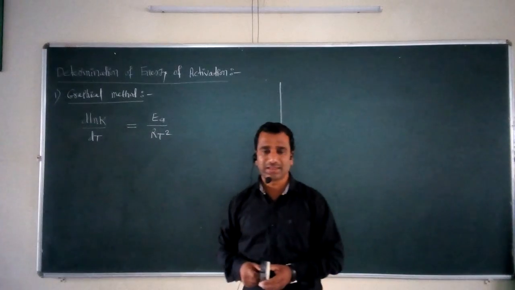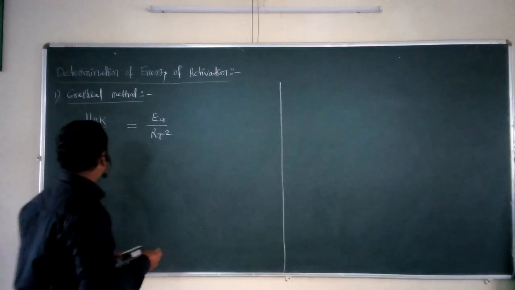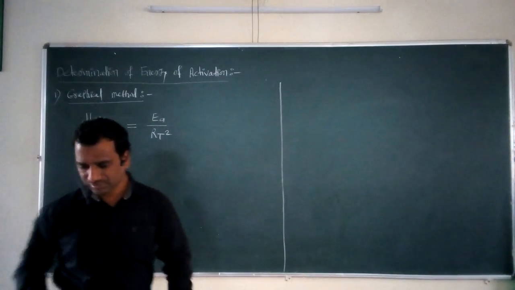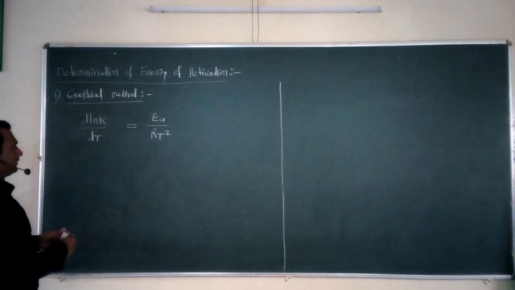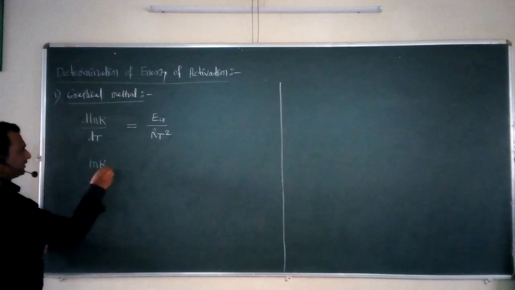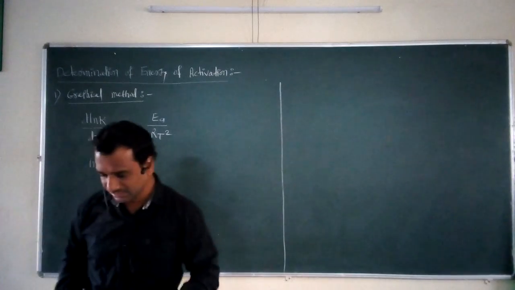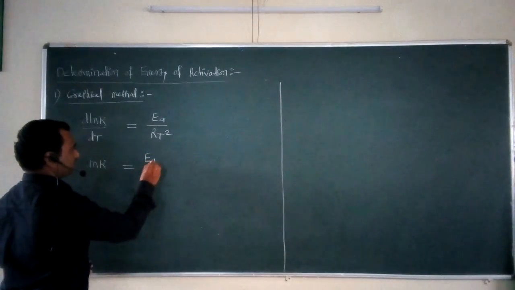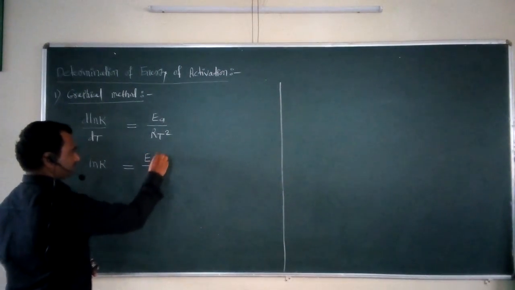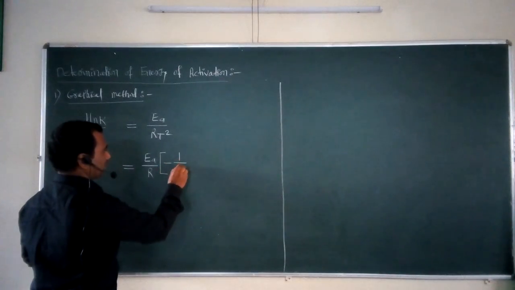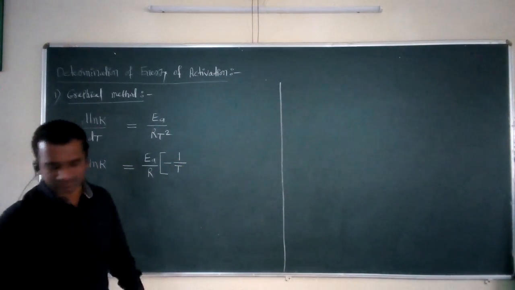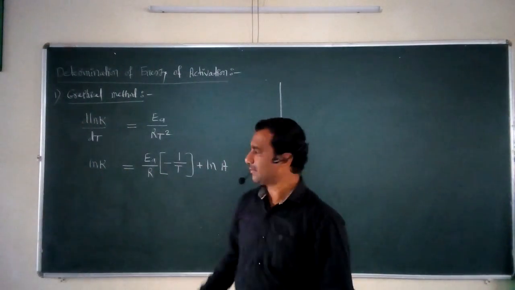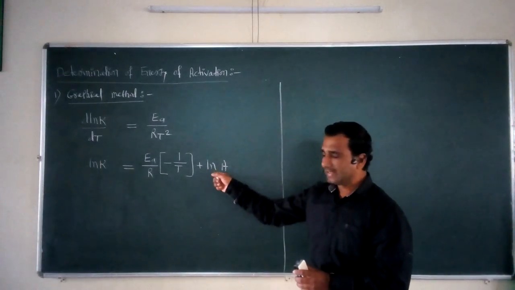Now, if we rearrange the given equation, what will it give? Just rearranging the given equation, it will give ln k is equal to the energy of activation divided by R, in a bracket we may write 1 upon T, plus ln A. Now this is the next rearranged equation.